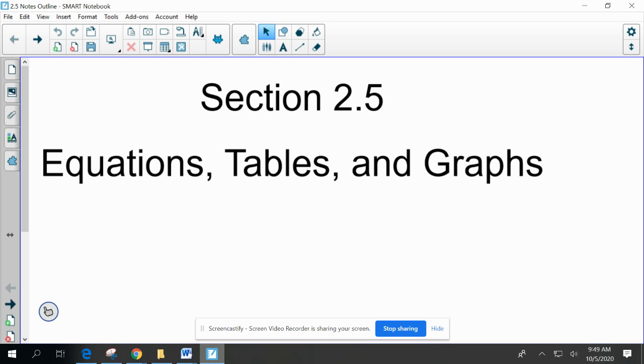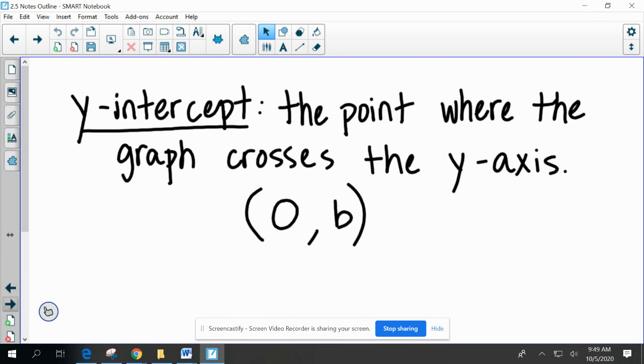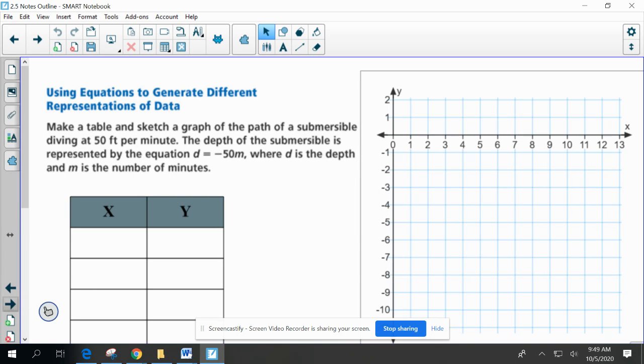All right, section 2.5, equations, tables, and graphs. So if you would pause your video for a second and write down this vocab word. And then on number 1, so we'll start with number 1.